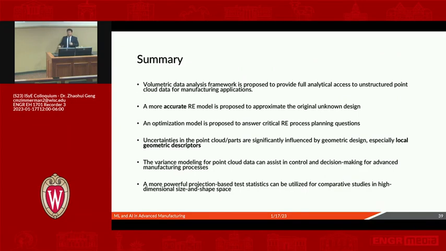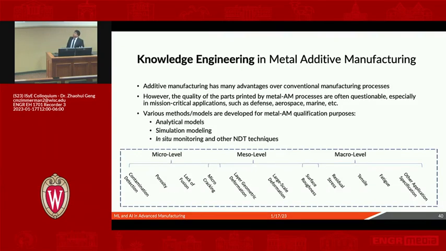But also, we are doing some other works funded by other federal agencies. The first one is this knowledge engineering for rapid qualification of metal additive manufacturing processes. The reason we have this one is that additive manufacturing has a lot of parameters and a lot of models to help us for qualification or certification purposes. But still, how to merge these different pieces of knowledge together, we need some extra process on that.